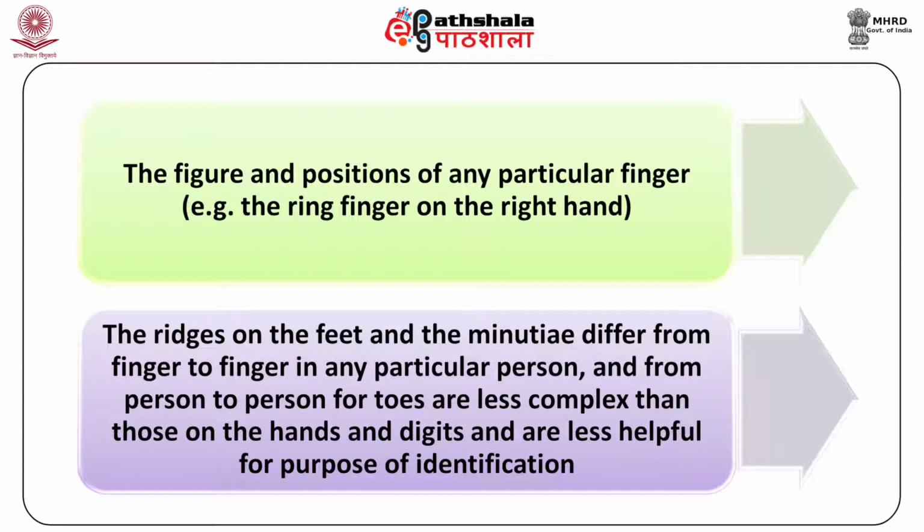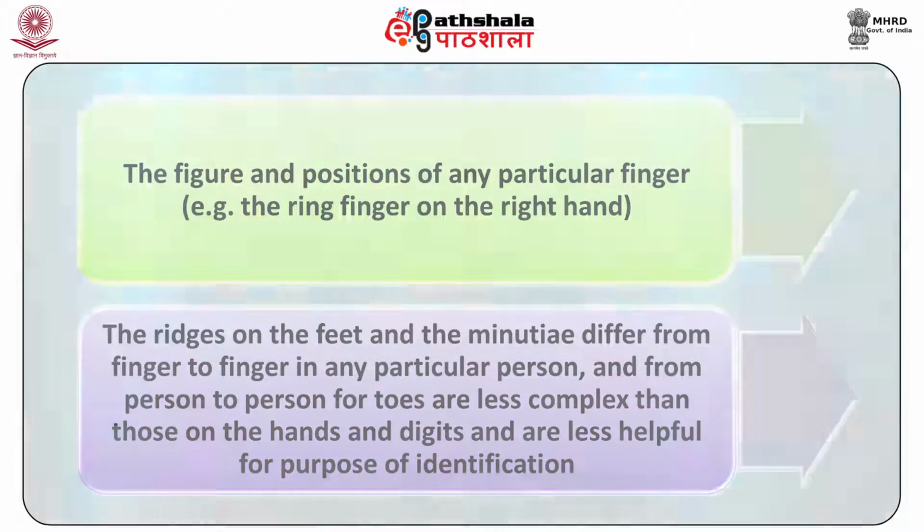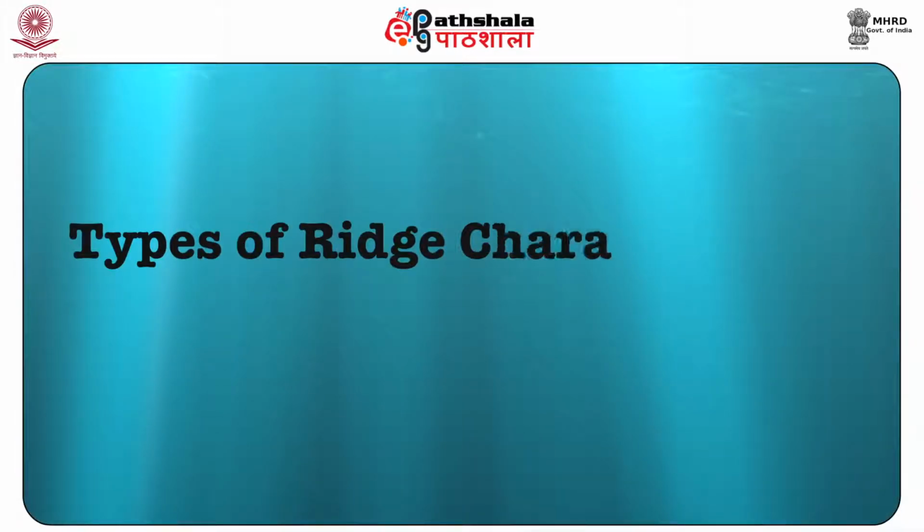The ridges on the feet and the minutiae differ from finger to finger in any particular person and from person to person, for toes are less complex than those on the hands and digits and are less helpful for purpose of identification. Now, let us discuss types of ridge characteristics.